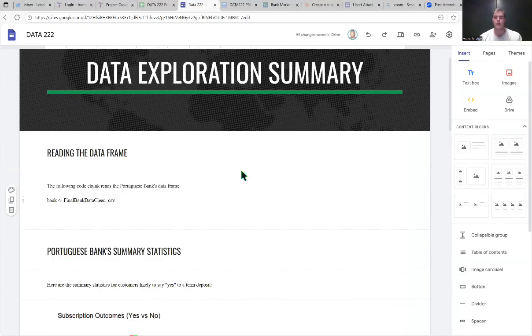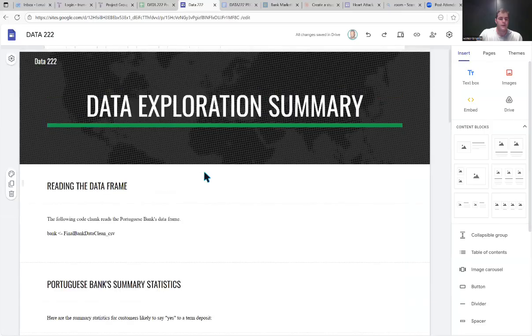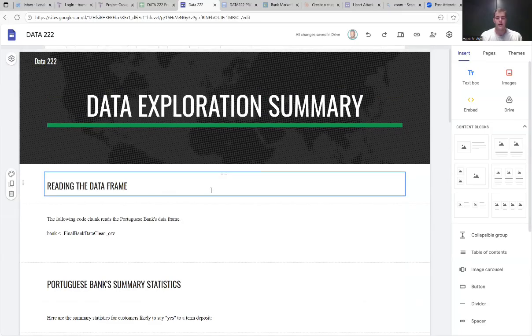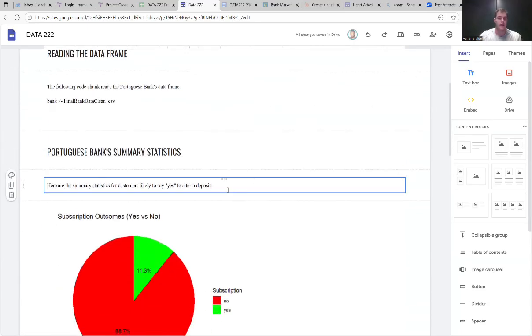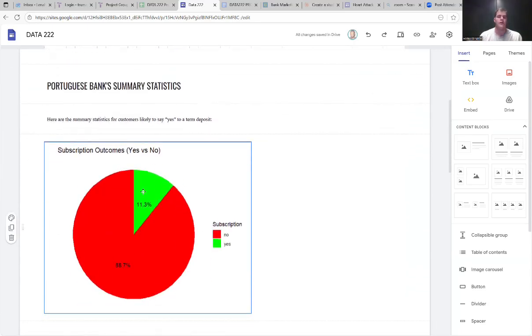So this is our data frame. It's essentially just how we loaded our data into RStudio from the data set. And this is a pie chart just showing how often people say yes compared to no. About 11% of people say yes to our subscription.